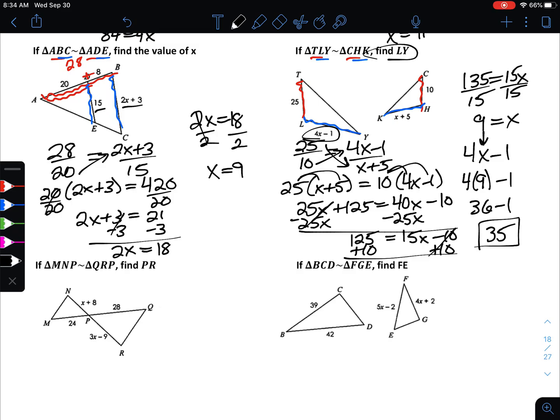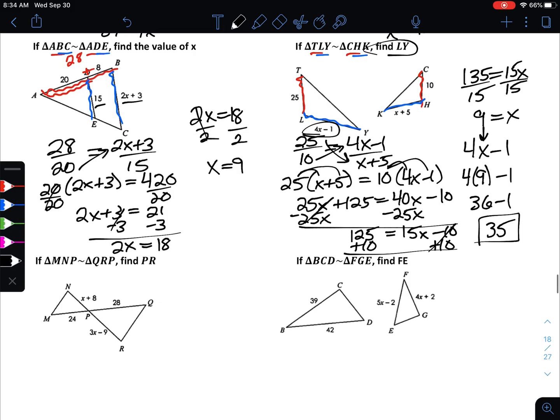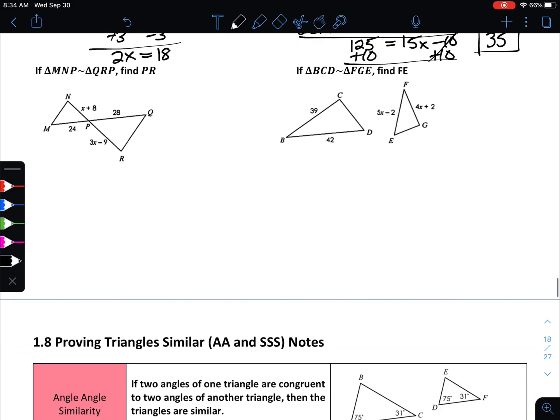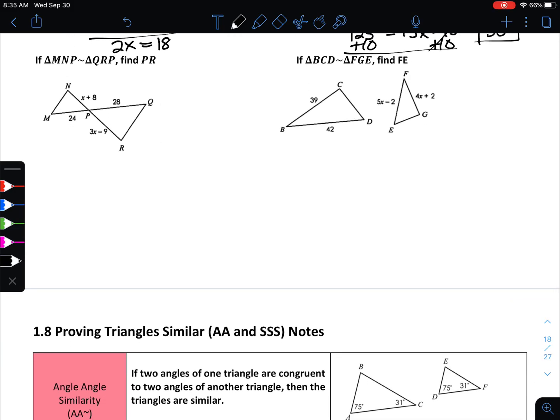All right. Let's go ahead and look at a couple more kind of like that so you can see how it's different when you want to find a side length at the end. Not a whole lot different about it. Pretty basic, as long as you know how to solve a proportion.